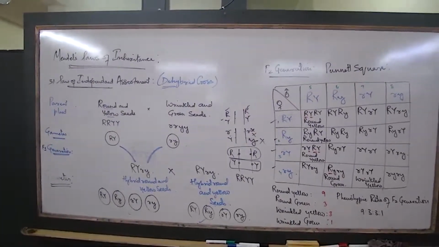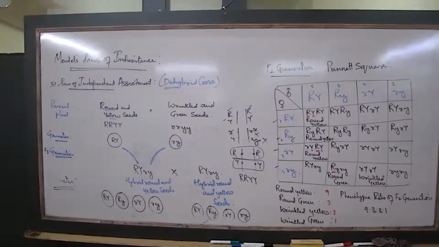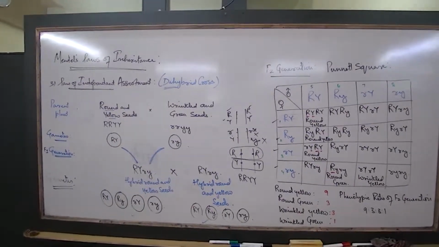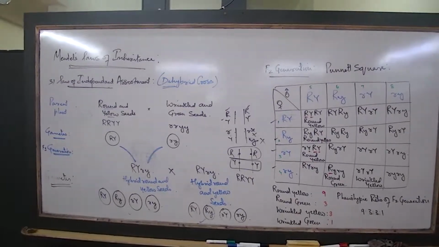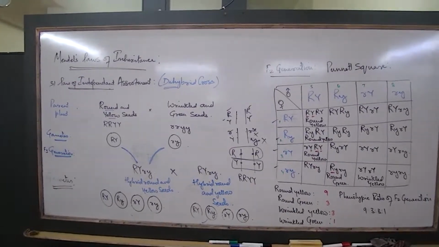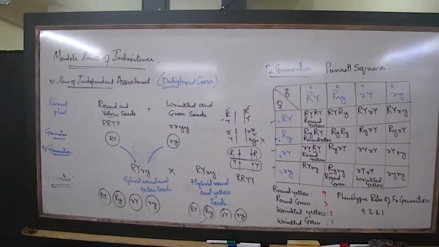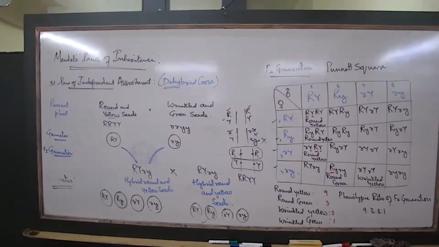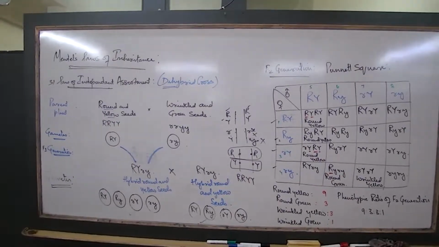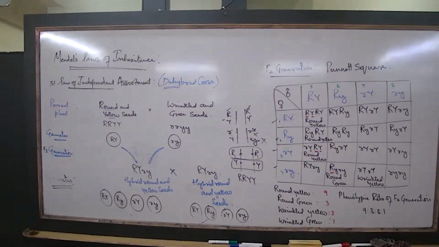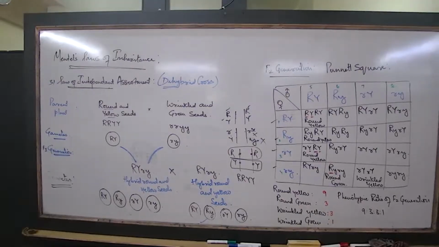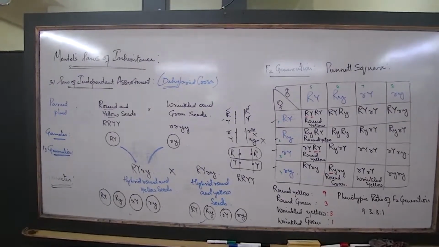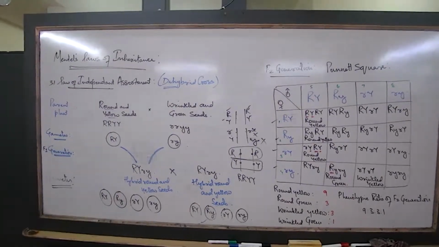Purple flowers, inflated pods. That is the phenotype. Contrast, what is the other plant? And what was the contrast of inflated? Constricted. Very good. White flowers and constricted pods. Write down the phenotype first. Step by step, start your work now. Purple flowers, inflated pods, crossed with white flowers, constricted pods.